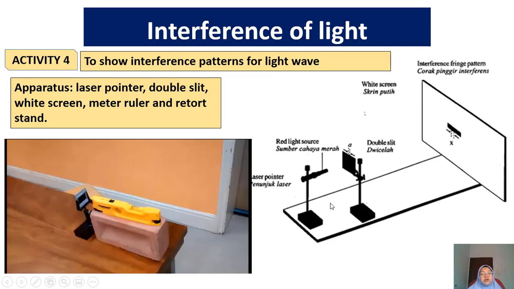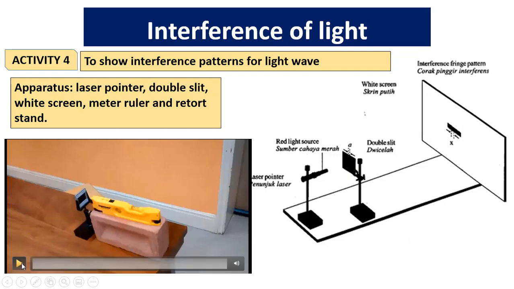Now we move on to the next topic, interference of light. We are going to show the interference pattern for light wave. Here we have a laser pointer. This is a double slit. The double slit acts as the coherent sources for the light wave, and here is the screen.